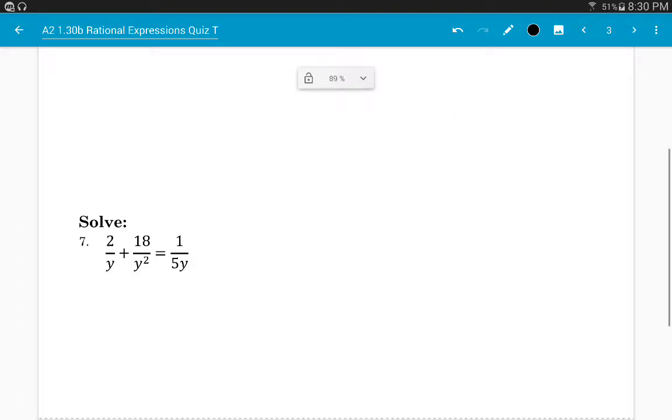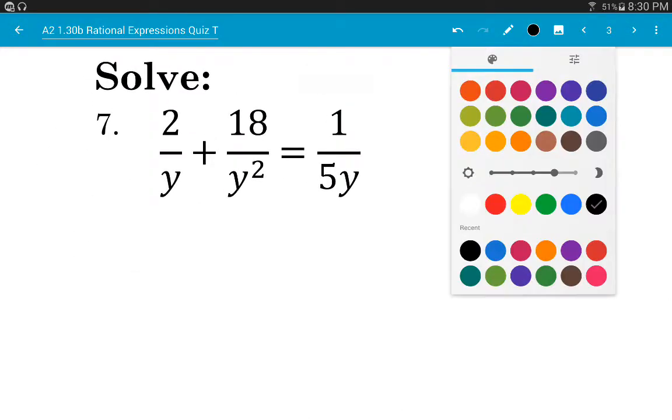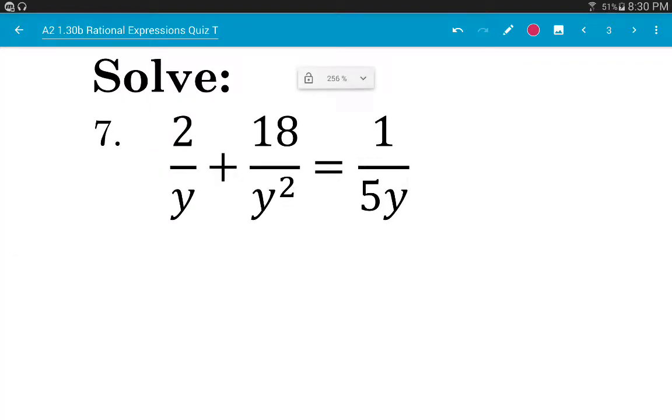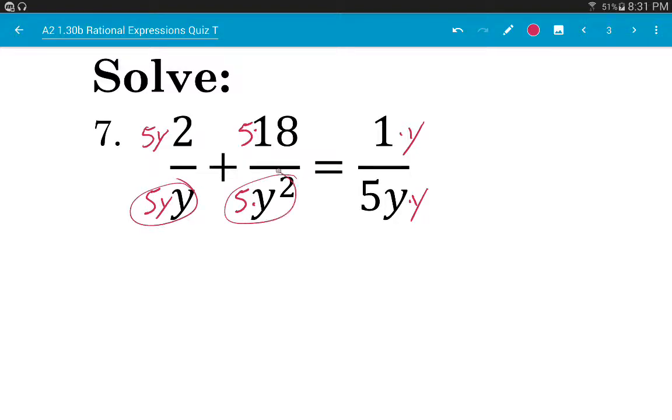Next question. Solve. When we were solving, what we did was we got the same denominator. That denominator in this case is going to be 5y squared. We can do that by multiplying top and bottom. This is 5y and 5y. Now let's see, 5y squared, 5y squared, 5y squared. Everything I did on the bottom I balanced on the top, so I can cross all these out.